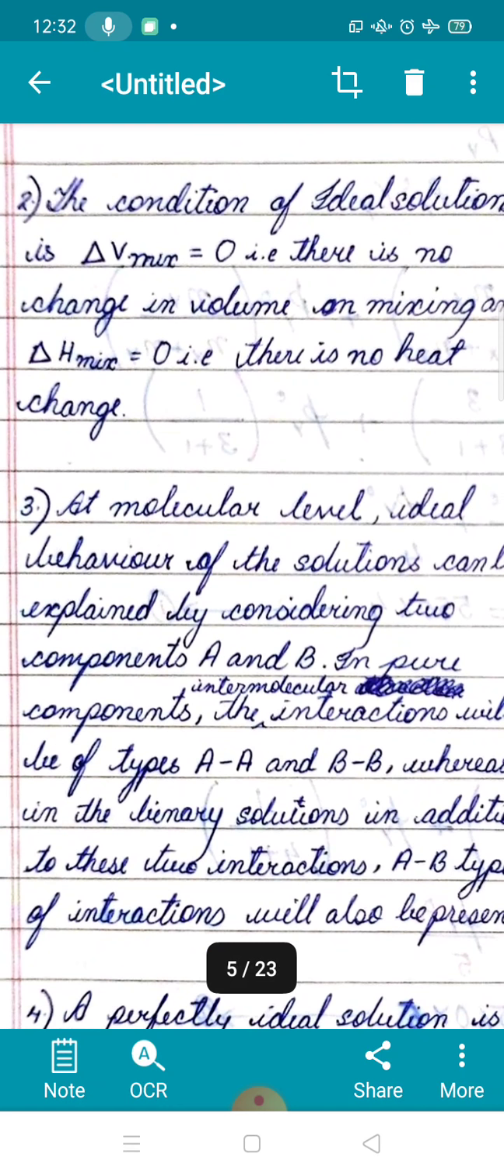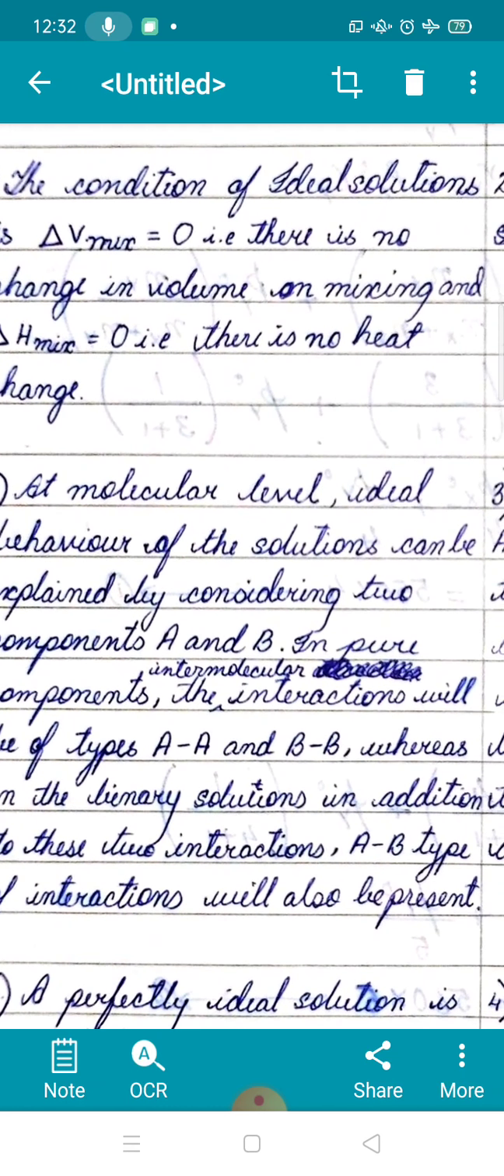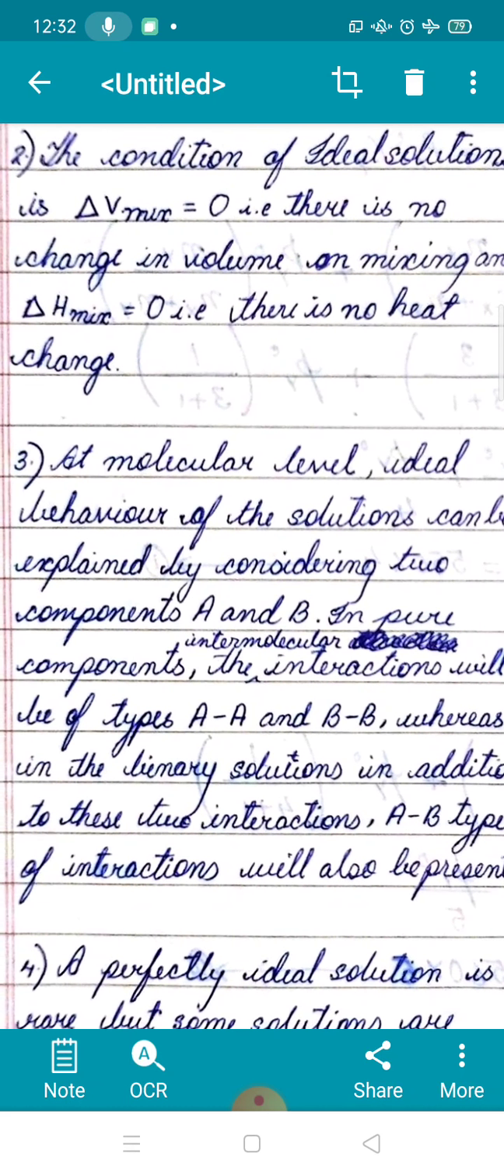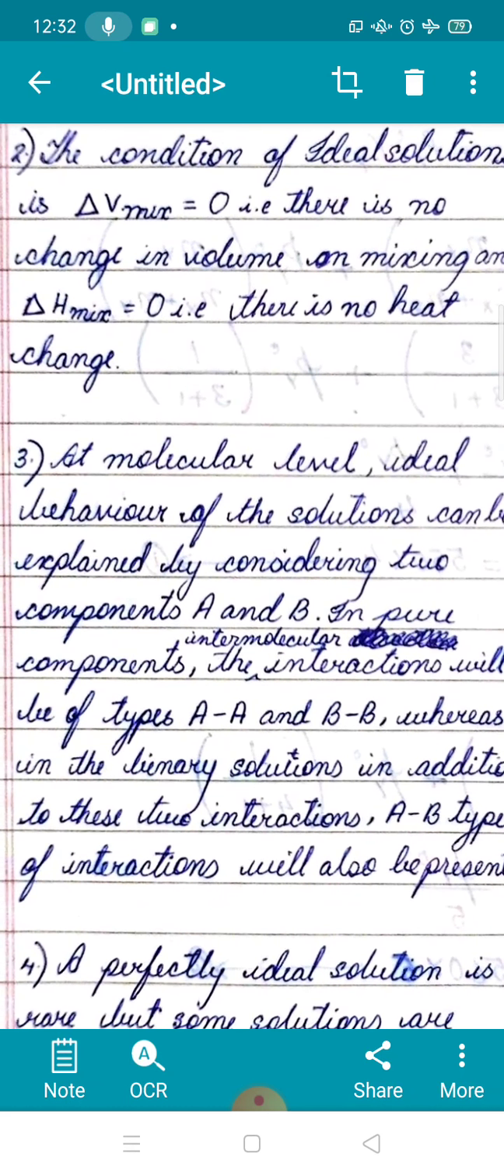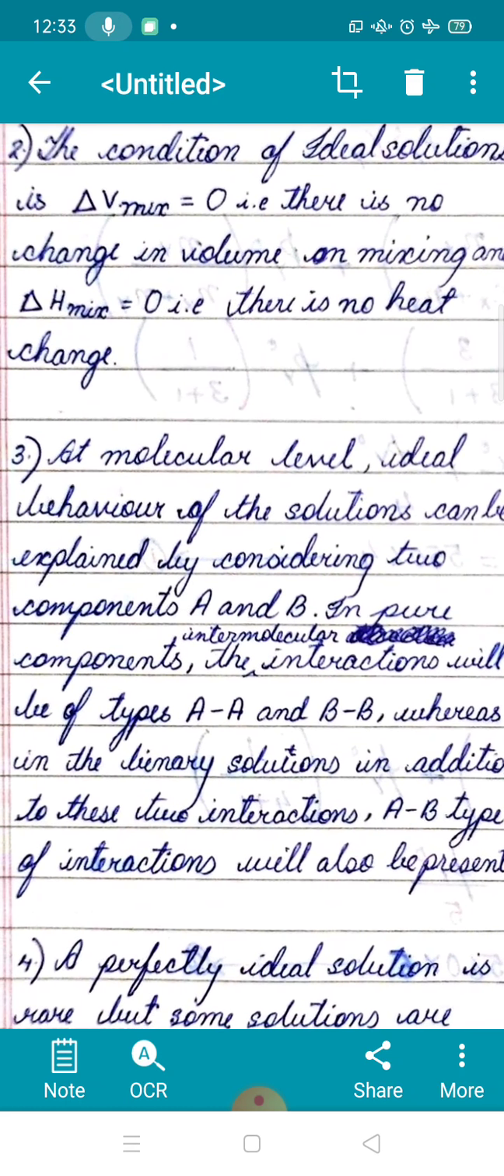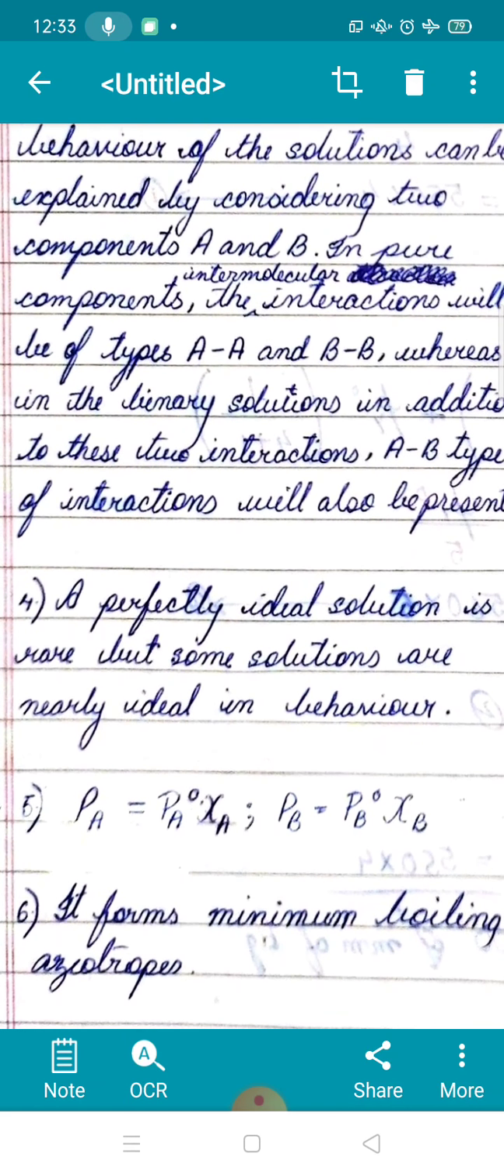So point number 3 says, at the molecular level, ideal behavior of solutions can be explained by considering two components A and B. In pure components, the intermolecular interactions will be of the type AA and BB, whereas in the binary solution, in addition to these two interactions, AB type interactions are also present. As I have already mentioned, the AB interaction should be the same as the AA and BB interactions. A perfectly ideal solution is rare, but some solutions are nearly ideal in behavior.